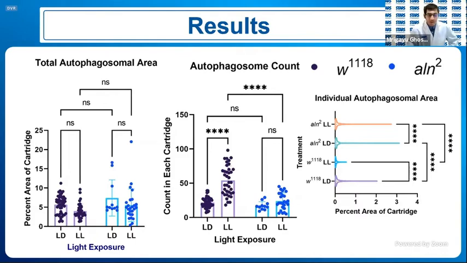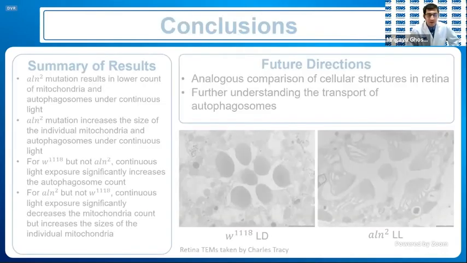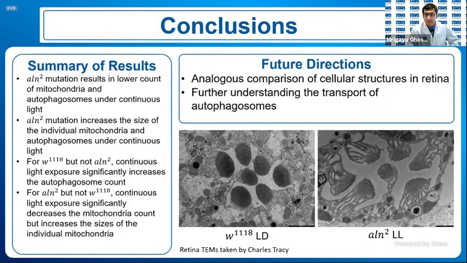So we just discussed these results that you can see here on the left. But the implications of that are, for this third bullet point, the all-nighter gene is likely responsible for responding to stress by increasing autophagosome count. And the fourth bullet point here suggests that the all-nighter gene is responsible for maintaining mitochondrial count and size in response to stress.